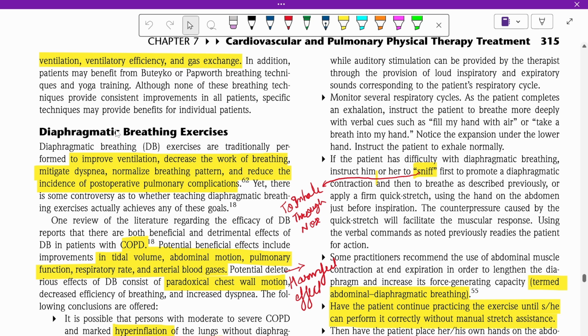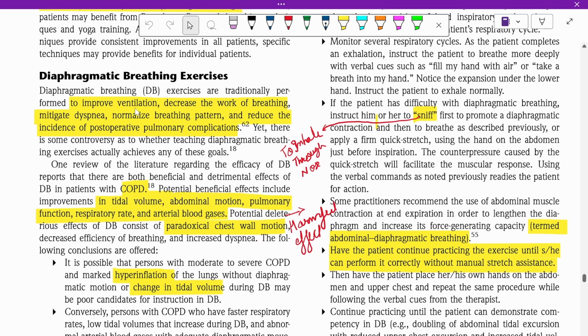Diaphragmatic breathing exercises. Diaphragmatic breathing exercises are traditionally performed to improve ventilation, decrease the work of breathing, mitigate dyspnea, means to reduce the relief from dyspnea, normalize breathing pattern, and reduce the incidence of post-operative pulmonary complications.